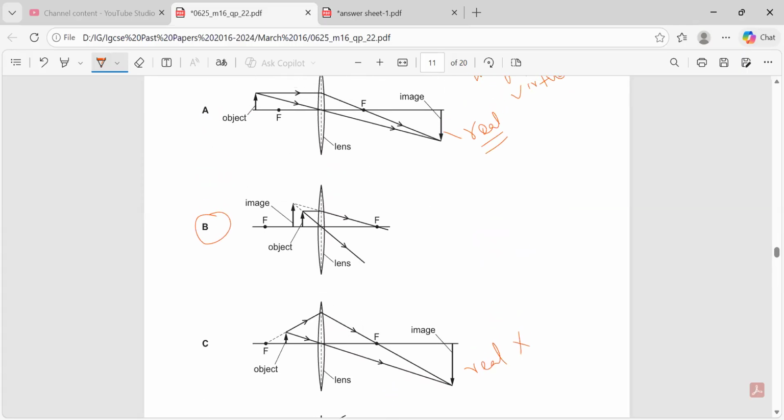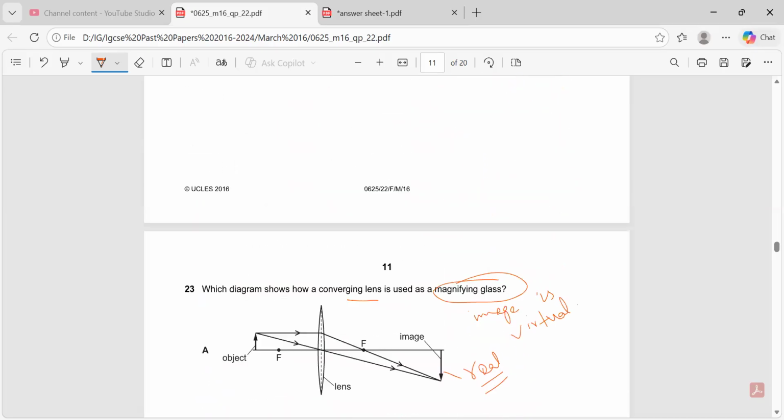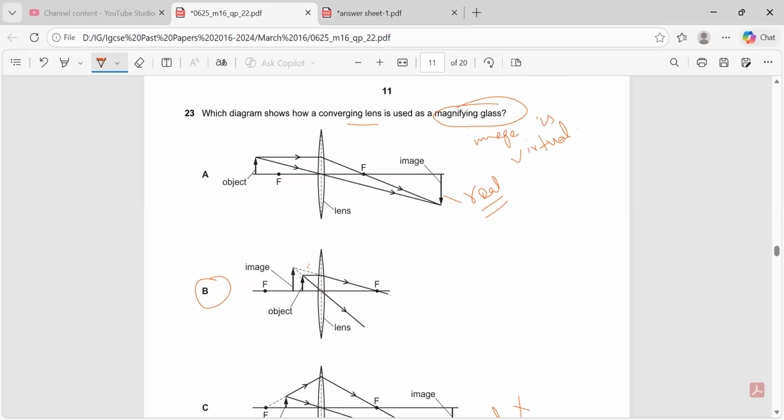So the only correct answer is B, because this is the object. One ray goes parallel, then passes through the focus. The other one just goes straight. Then we extend them in the backward direction. They intersect over here. So this image is a virtual image, and this is what is used in a magnifying glass. Very first point of different cases of finding this. So answer for 23 is B. If anybody is having any problem, can ask me. Answer for 23 is, dear friends, B.